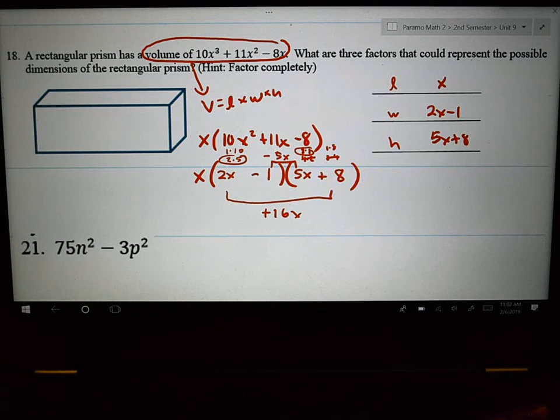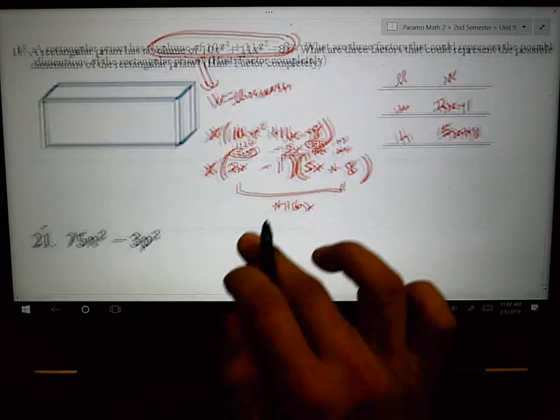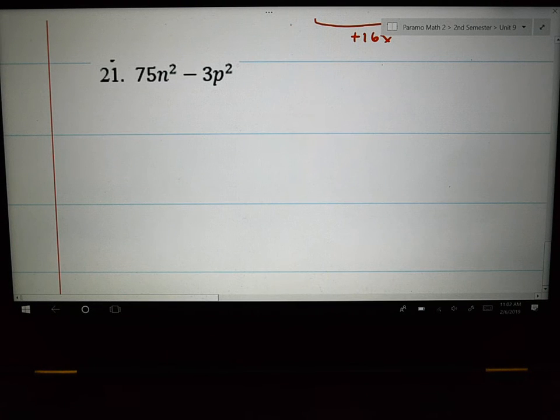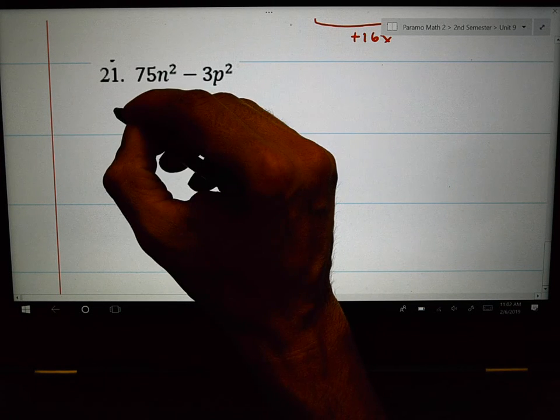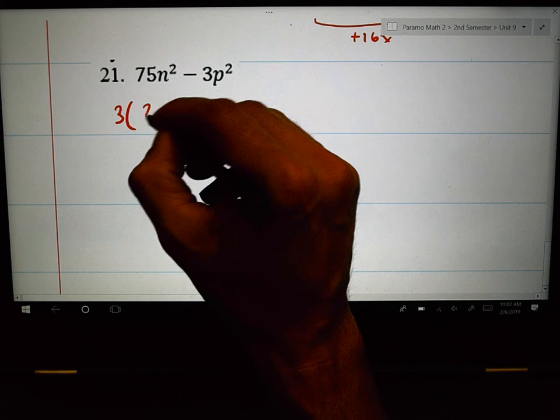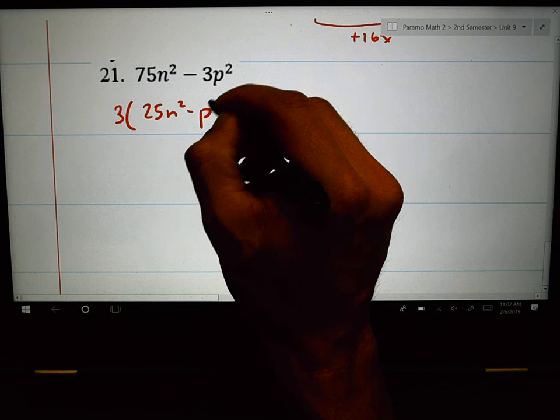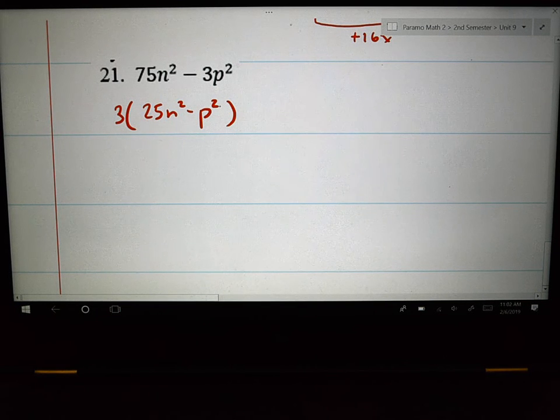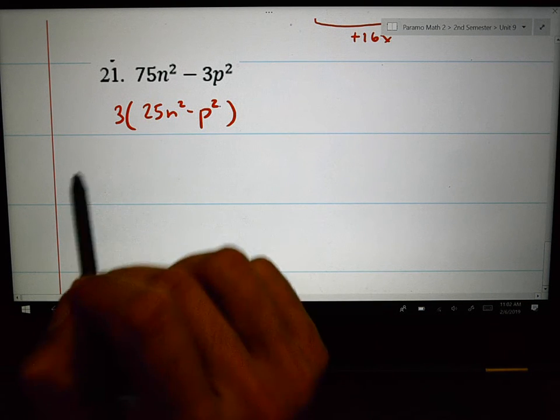Your last example is 21. 21 goes back and says, do you know how to do a GCF? If you do, you factor out the GCF of a 3. The 3 does not go away. It stays in front.